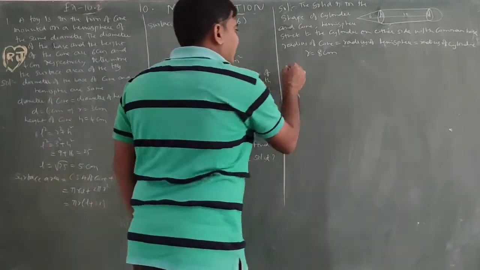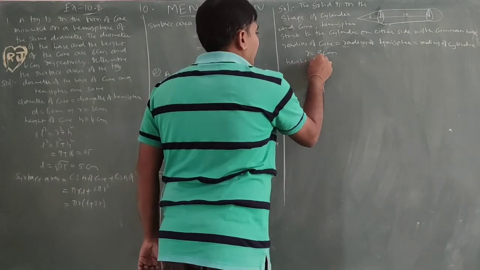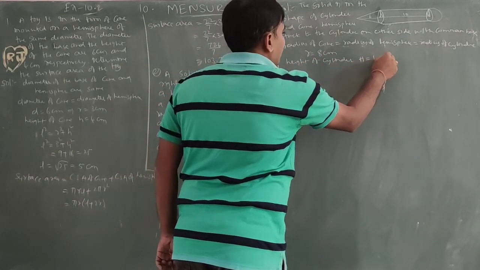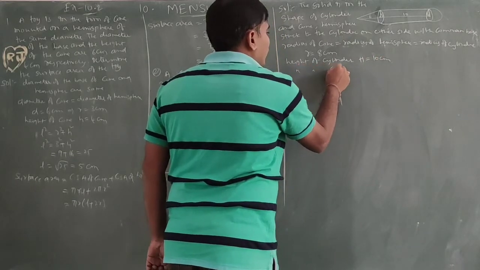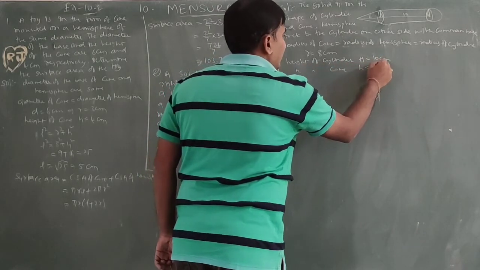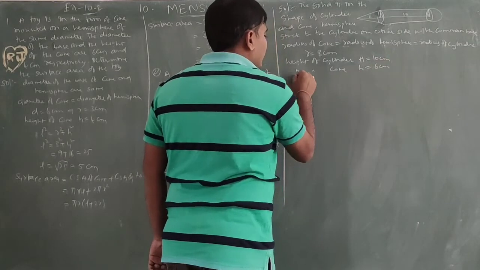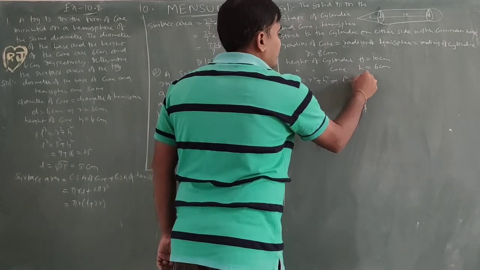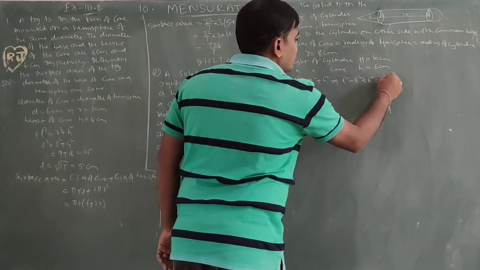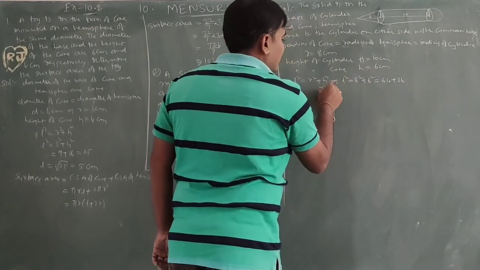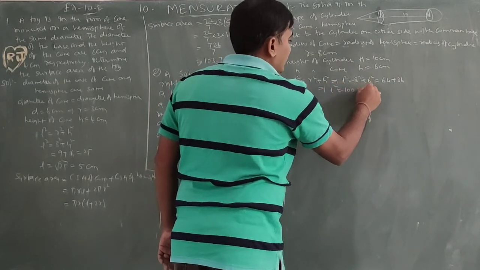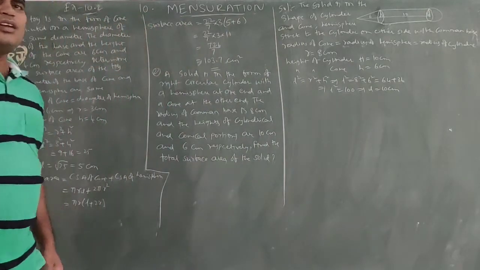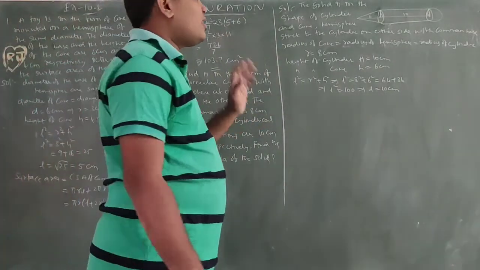Next, the height of the cylinder, capital H, I am taking as 10 centimeters. The height of the cone, small h, I am taking as 6 centimeters. So L squared equals R squared plus h squared, which implies L squared equals 8 squared plus 6 squared, equal to 64 plus 36. L squared equals 100, so L equals 10 centimeters. This is the slant height of the cone. If we need curved surface area, we need the slant height.